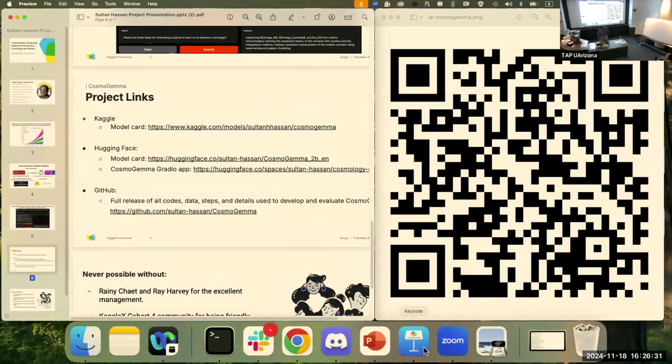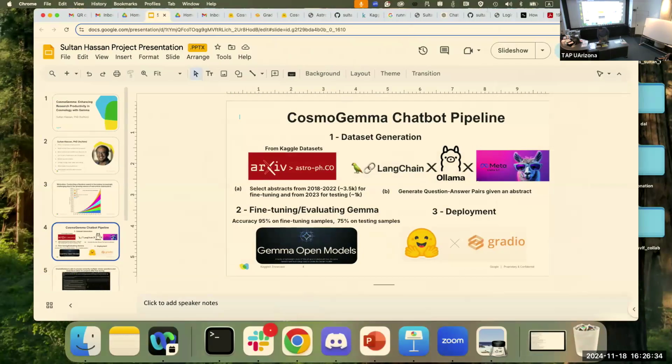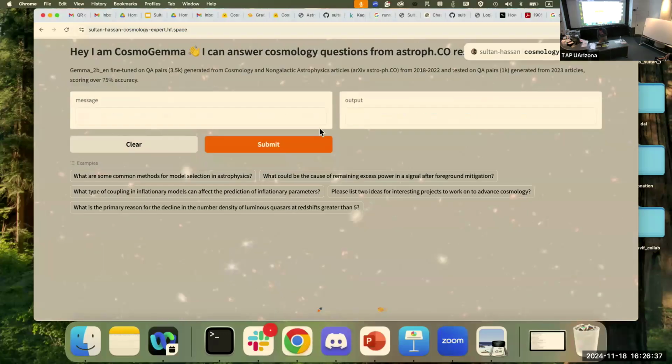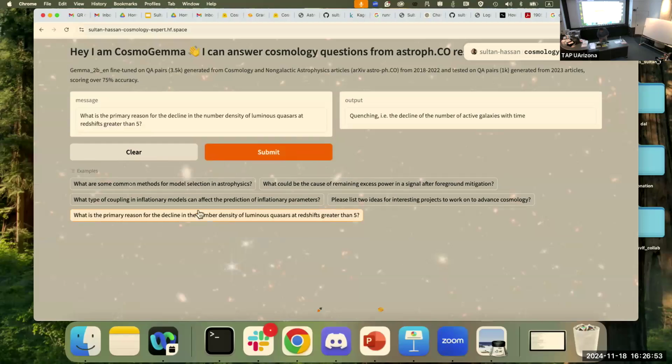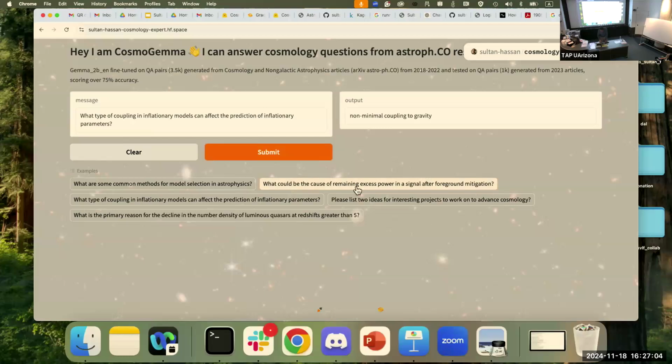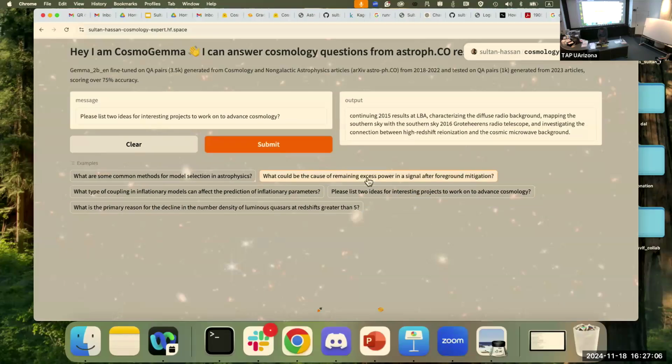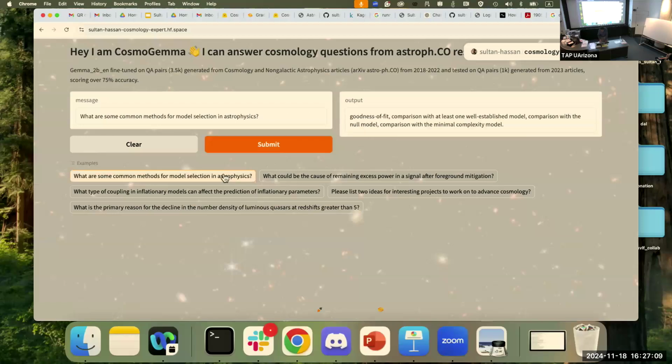I probably have maybe 1 minute to show you the actual application. So this is the app. You can go to it with that QR code. Let's select one of the examples we have here. What is the primary reason for the decline in number density of luminous quasars at high redshift? And they say, quenching. You can ask, what type of coupling in inflationary models can affect predictions, and non-minimal coupling to gravity, and so on. So you can come up with different questions, and hopefully that can be useful.